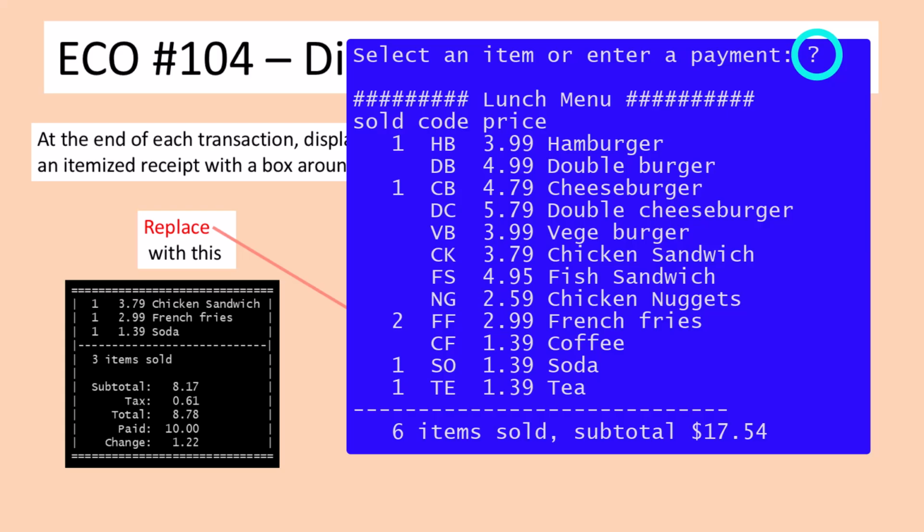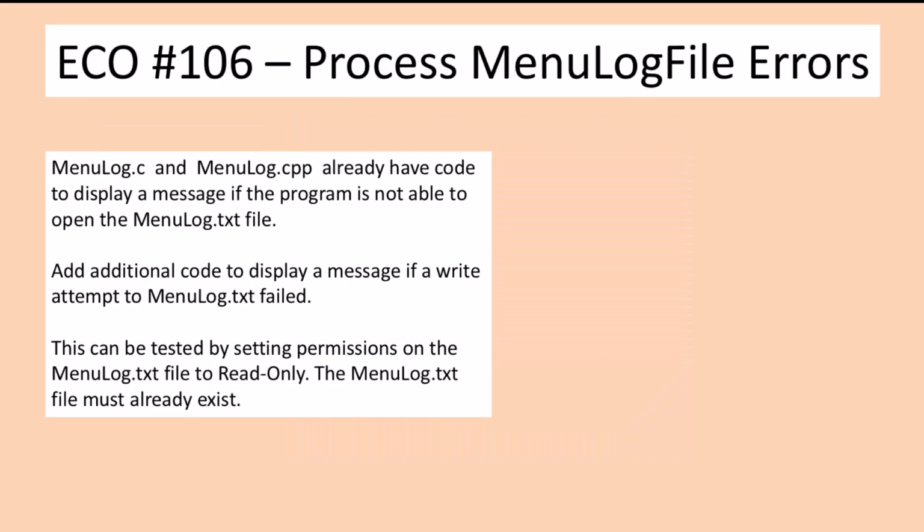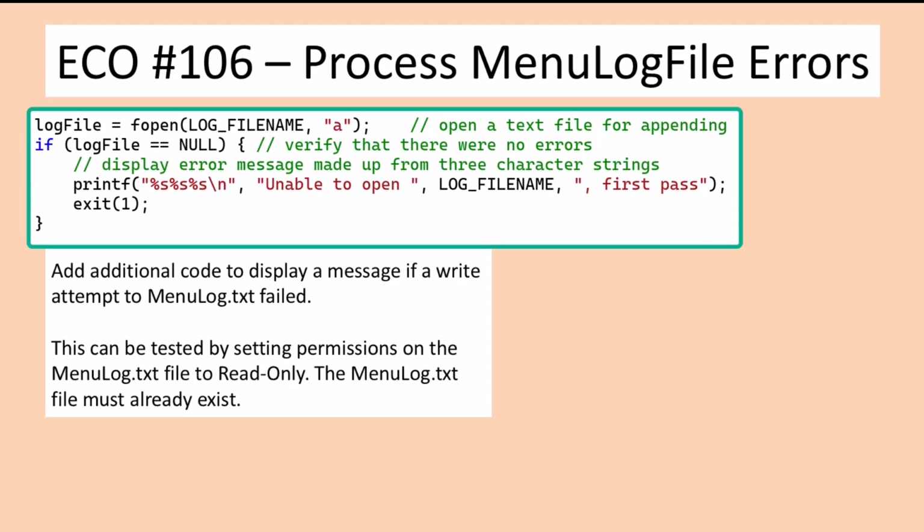Entering a question mark after items have been purchased, the menu displays the count of how many of each item was purchased as well as the price and description of each item. Comments can be placed in the menu.txt file. Comments are started with a //. Update the code to ignore anything on the line from a // until the end of the line.